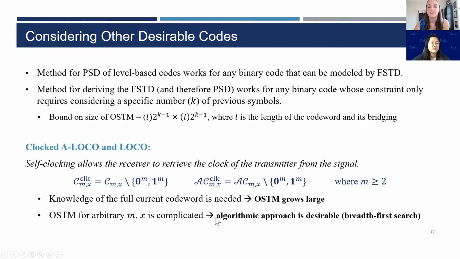What we found is that now each transition doesn't necessarily depend on the previous x+1 bits like we saw with LOCO and ALOCO. Sometimes it depends on more bits because it requires knowledge of the full code word that it's currently in, and this can cause the OSTM to grow quite large. So we recommend using an algorithmic approach to calculate the OSTM, and we demonstrate this in our full paper. The particular algorithm we use is breadth first search.